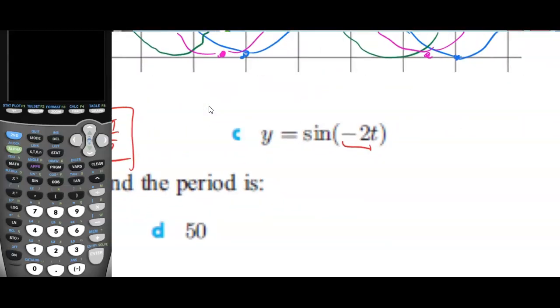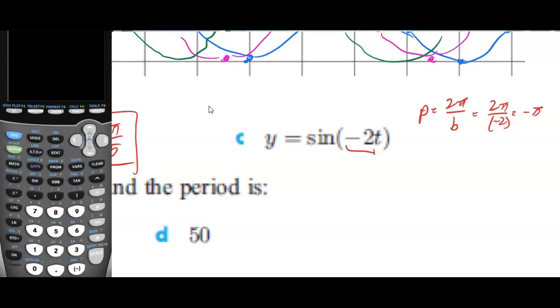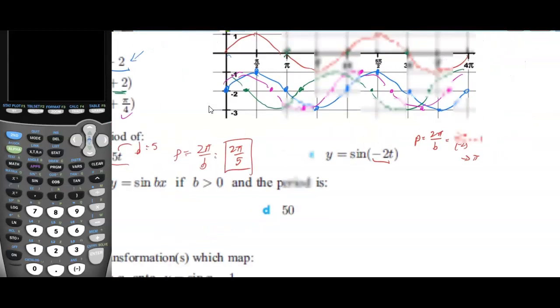Okay, in this case, the b value is negative 2. So when the b value is negative 2, then it would be 2 pi divided by negative 2, and I end up with negative pi. Now, period cannot be negative, so it just becomes positive pi. Okay? Let's see.